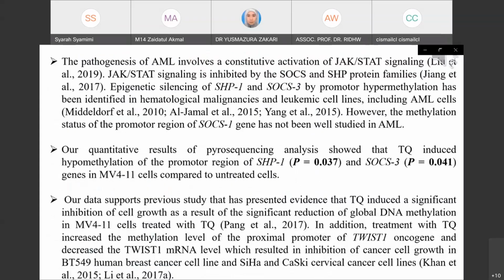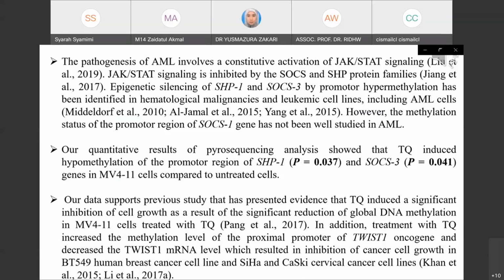Our quantitative results of pyrosequencing analysis showed that thymoquinone has induced hypomethylation of the promoter region of both SHIP1 and SOX3, with p-values of 0.037 and 0.041 respectively, in MV4-11 cells compared to untreated cells. Our data supports a previous study that has shown that thymoquinone induced a significant inhibition of cell growth as a result of the significant reduction of global DNA methylation in MV4-11 cells treated with thymoquinone.